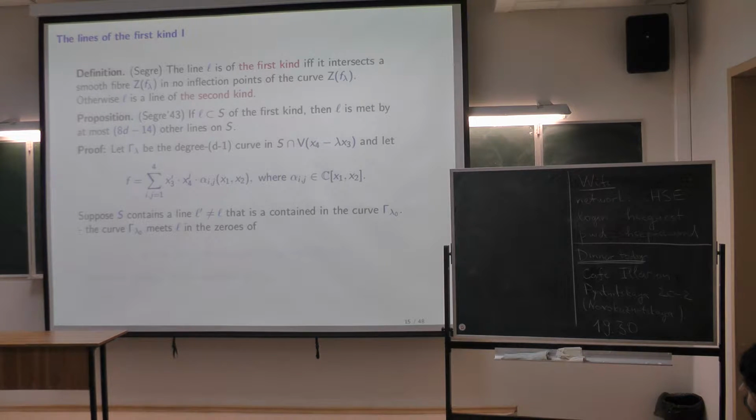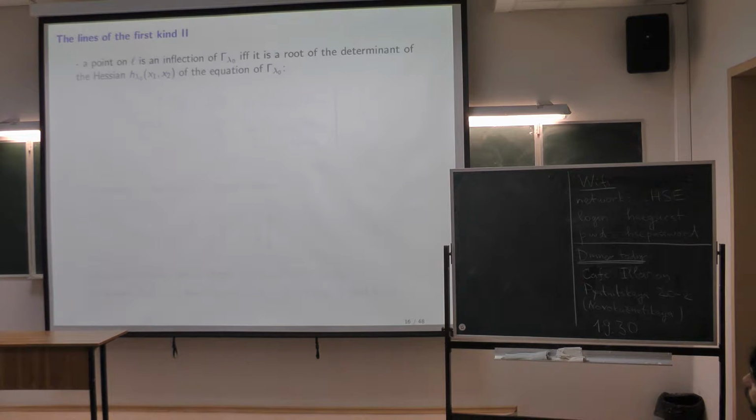Then you restrict the whole story to the line you started from. And now, on one hand, if you have an extra line on your surface, then it will meet your old line in one of the points given by this equation. On the other hand, it will meet your line in inflection points of this curve. But you can compute inflection using the Hessian.